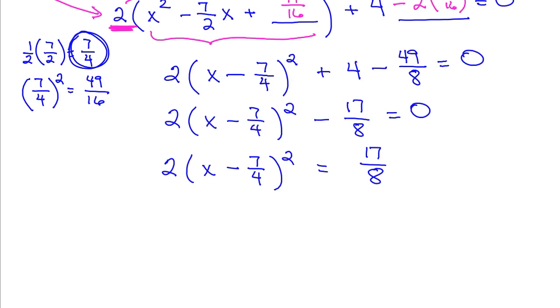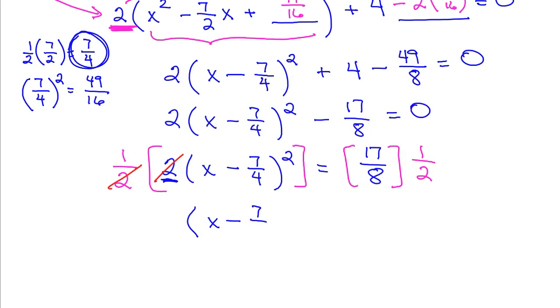Before we can use the square root property, we have to get rid of the 2 that's a lead coefficient. So I'm going to multiply both the left and the right side by the reciprocal of 2, by 1/2. And that will cancel the 2's on the left, and we'll just multiply the results on the right. So it leaves me with x minus 7/4 squared, and that's equal to 17 over 16 on the right.